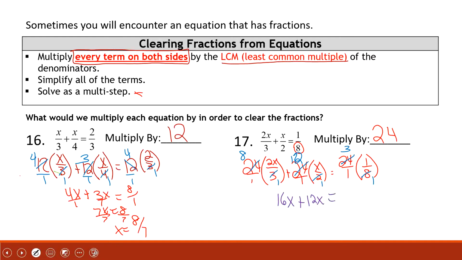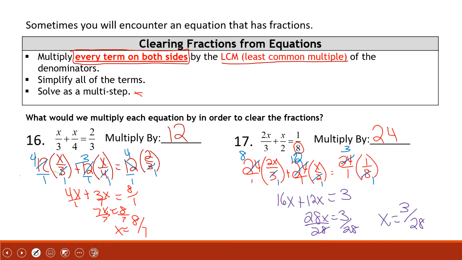And that equals 3. Again, combine our like terms, we end up with 28x equals 3. Divide by 28. We end up with x is going to equal 3 over 28. Again, get used to working with fractions. I want to get people comfortable with fractions because they're not really that bad. You just got to get used to them.